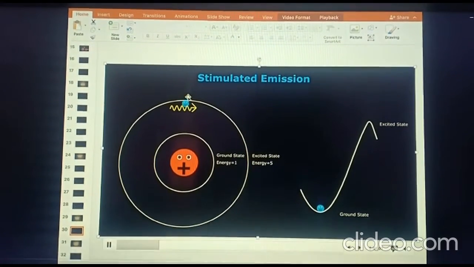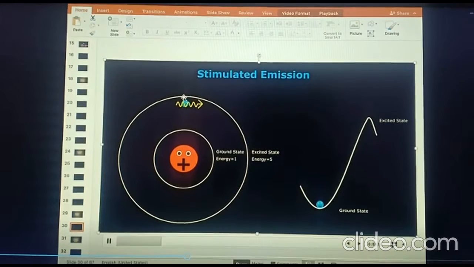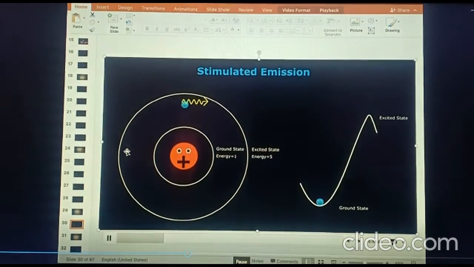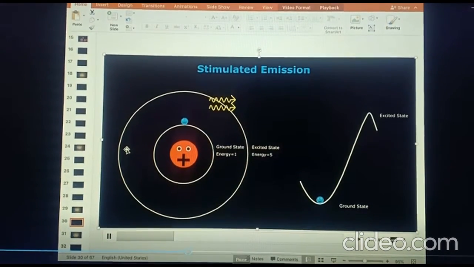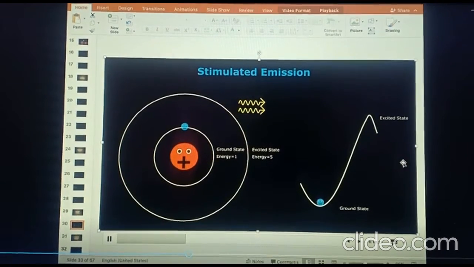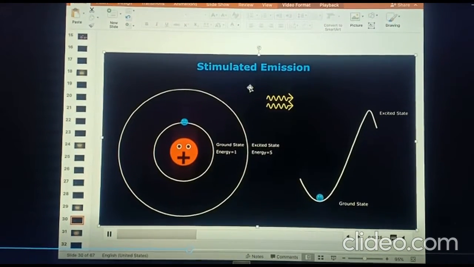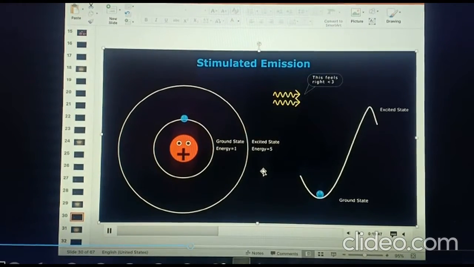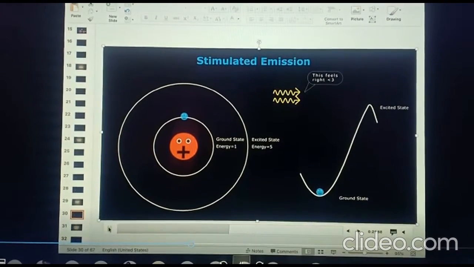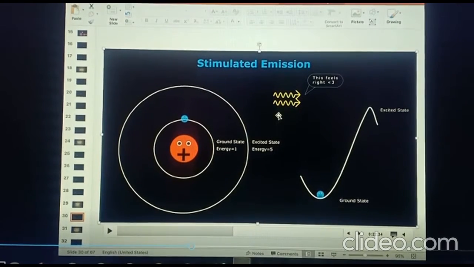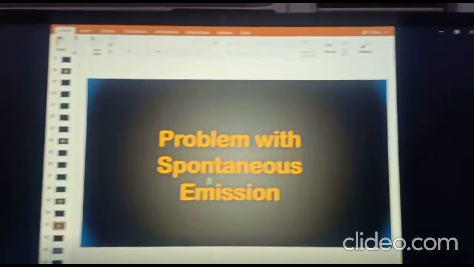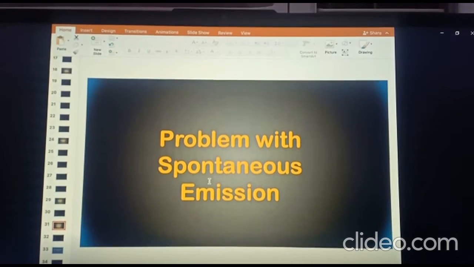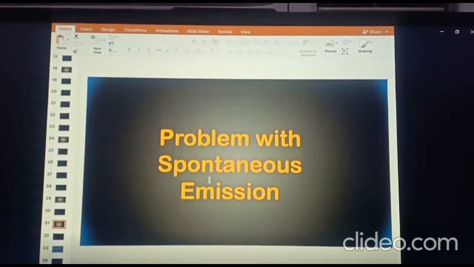Here we are giving the stimulus and two photons are released of the same coherent nature. By this stimulus we are getting two coherent waves or photons of the same phase, and the direction is also the same.